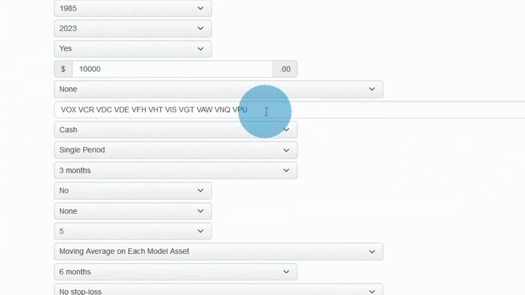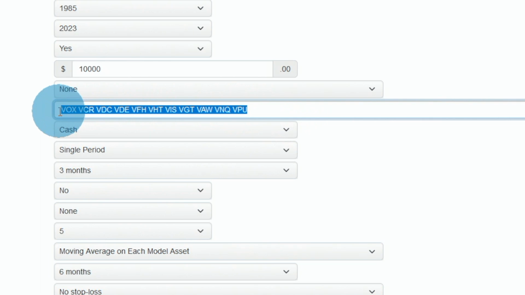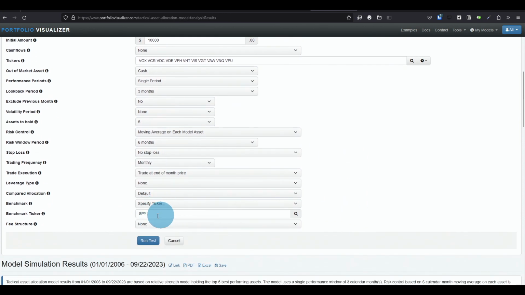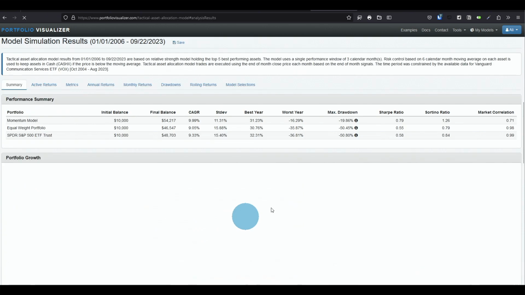So here I added the 11 sectors that we are going to test. These are 11 sectors using the Vanguard ETFs. You can see we are using the 3 months look back period to see which one is performing the best. And then we will invest in the top 5 assets. The condition we have is the sector has to be above its 6-month moving average. We will trade at end of the month, and we will compare with the SPY. So let's run the test.